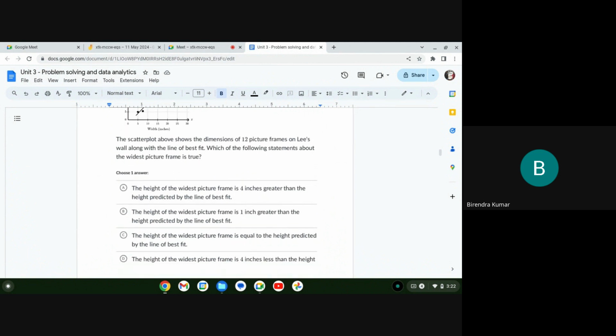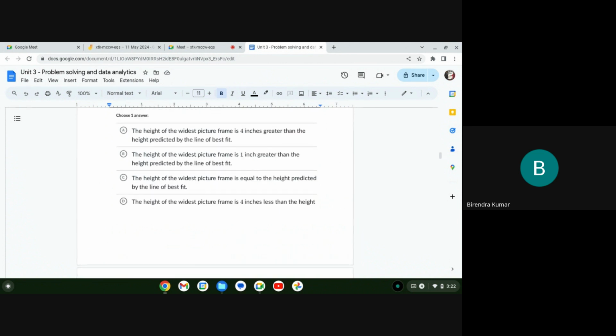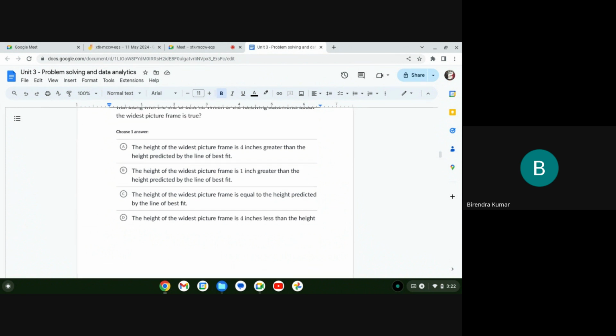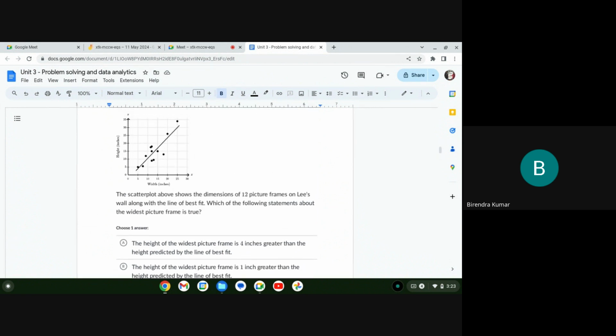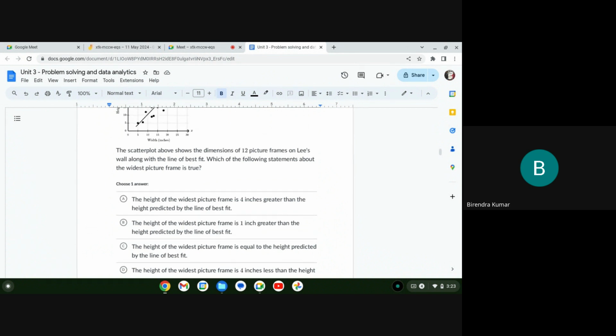D says the height of the widest picture frame is 4 inches less than the height predicted by the line of best fit. That's what we have in the last line, right? The height of the widest picture frame is 4 inches less than the height predicted by the line of best fit. So this is certainly not less than that. This is more than that. So C and D I would want to rule out. Now it's a question between A and B.